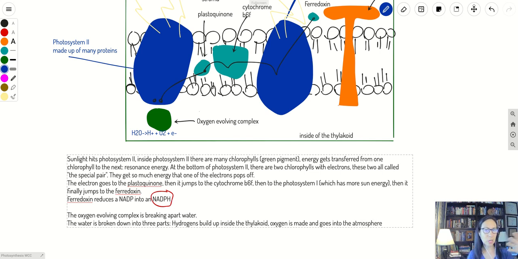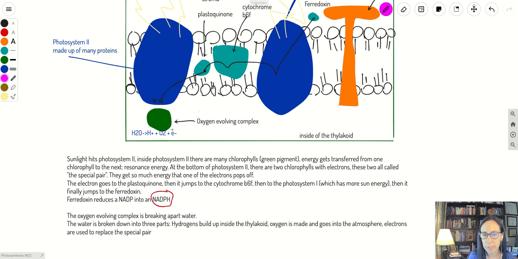That's the oxygen that we're breathing in right now, so it comes from water from the plants. The plants take the oxygen out of the water and put it back in the atmosphere. And then the last thing is that electrons are taken off. Electrons are used to replace the special pair. So this electron is going to go back to here so that it can be replaced, because remember, it jumped all the way up to ferredoxin to make the NADPH.